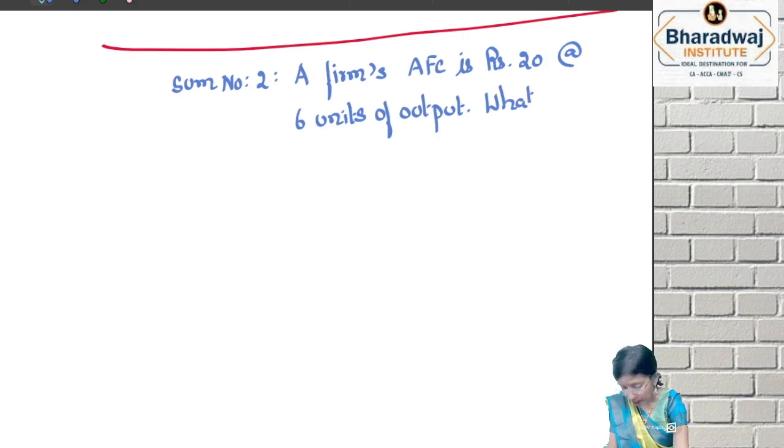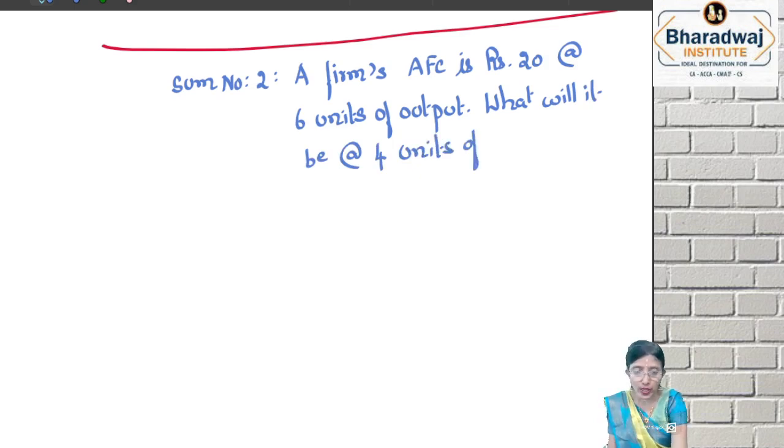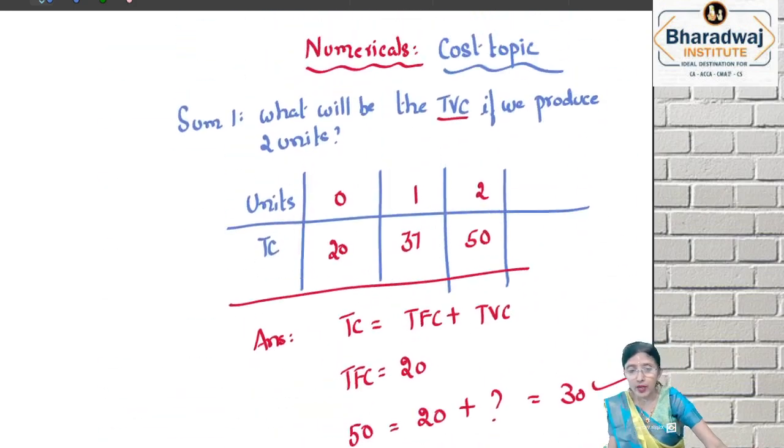What will it be? Will it be, what? AFC. Will it be at 4 units of output? This is another type of sum. I am doing each type of sum. Okay. TVC we did one type.